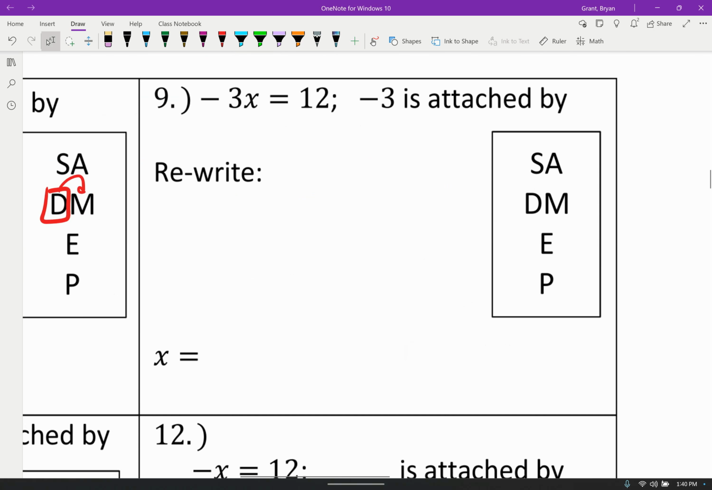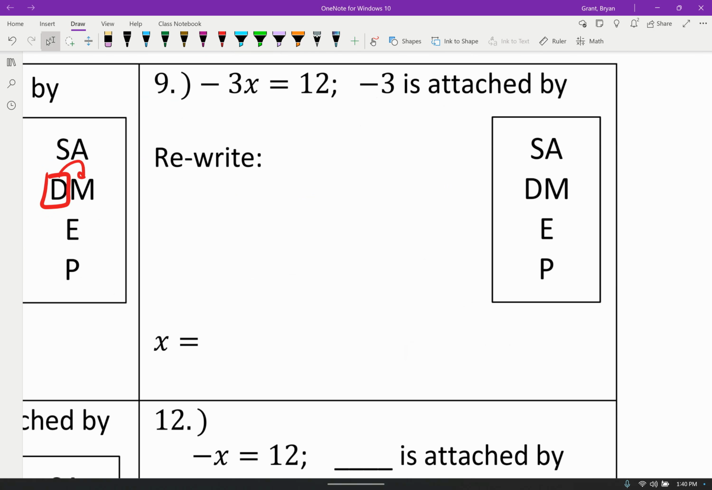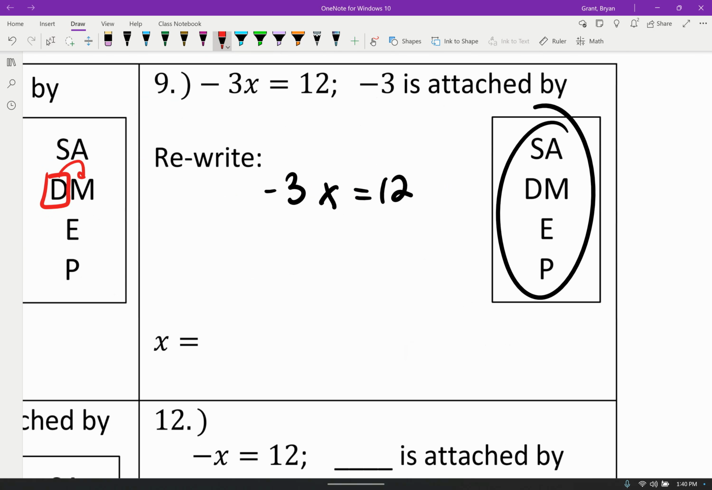Nice. All right, let's take a look at 9 here. So it says negative 3x equals 12, and they asked how the negative 3 is attached to x. There's a little rewrite here, and you don't really need to rewrite this, but I think it's important for us just to remember what's in between the negative 3 and the x, because the letter of SADMAP that we're going to circle is all about the operator, the addition, subtraction, multiplication, the division that's between the number and x.